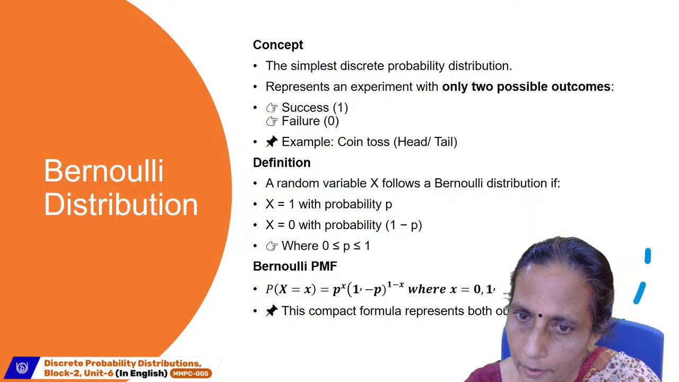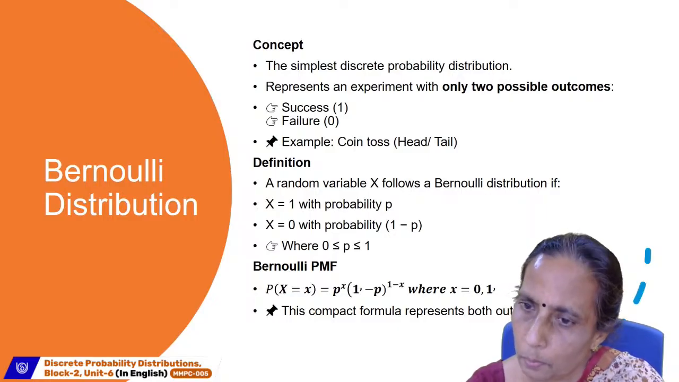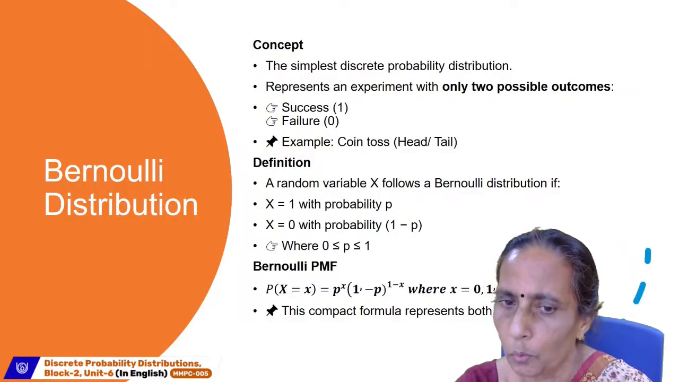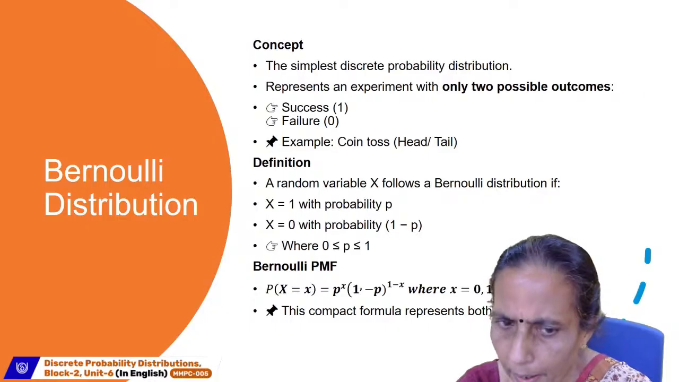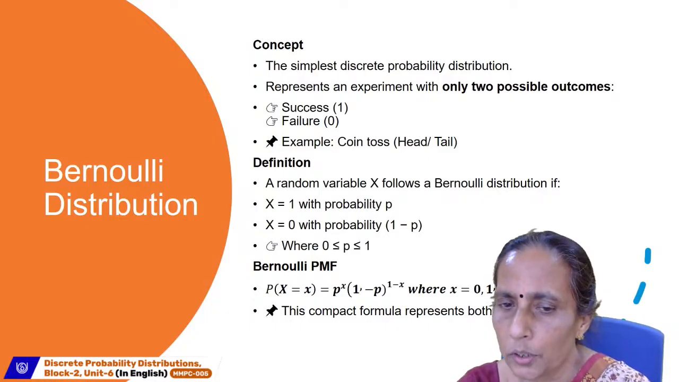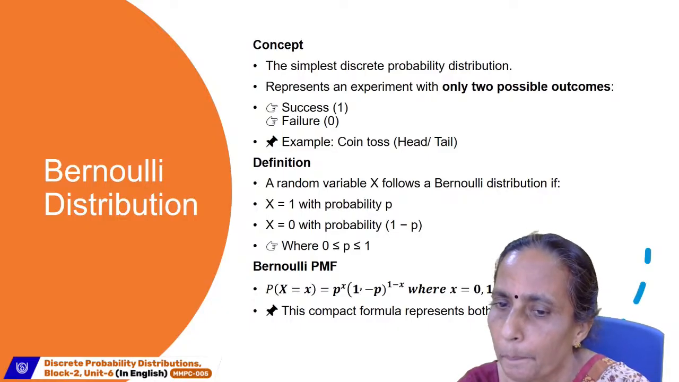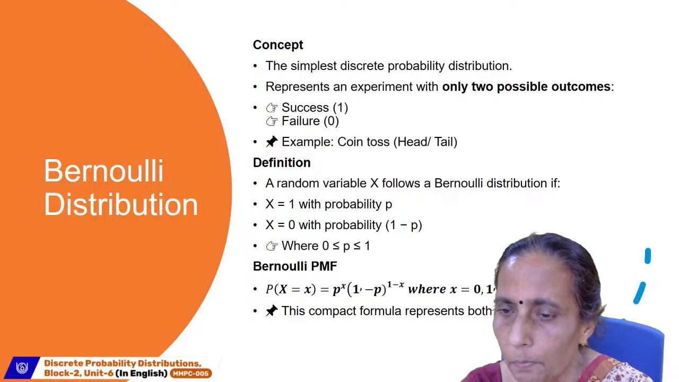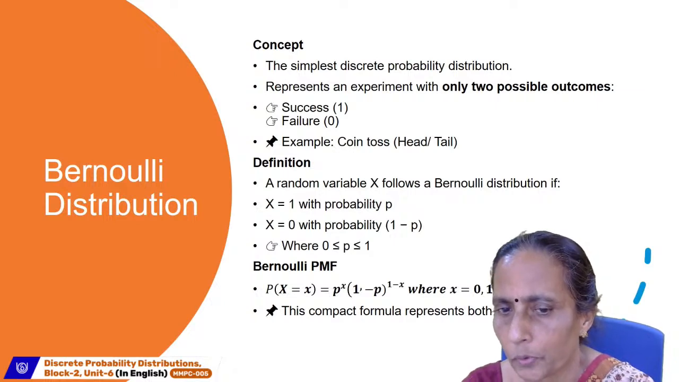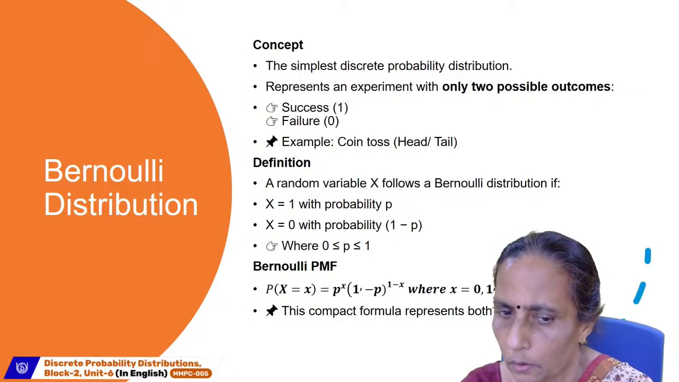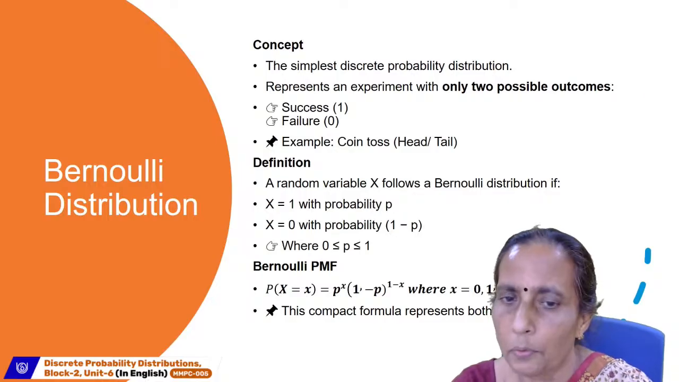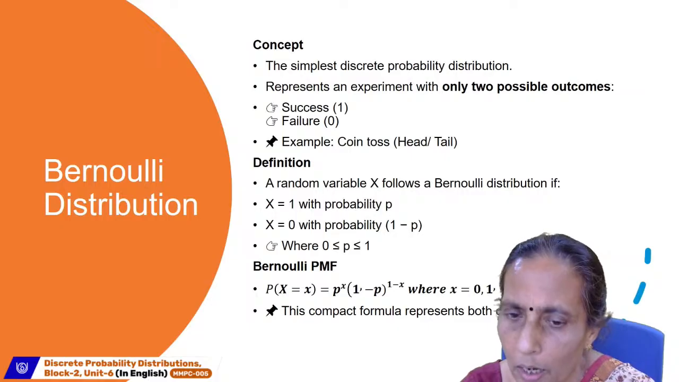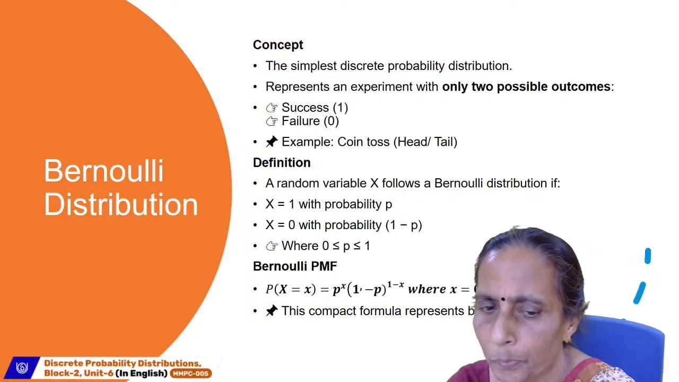So the definition: a random variable X follows a Bernoulli distribution if X is equal to 1 with probability p and X is equal to 0 with probability 1 minus p, where p is a number between 0 and 1. The p is the probability. If we represent the Bernoulli distribution with a probability mass function, it goes like this.